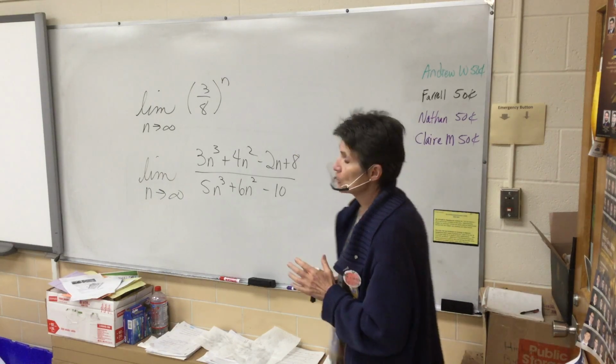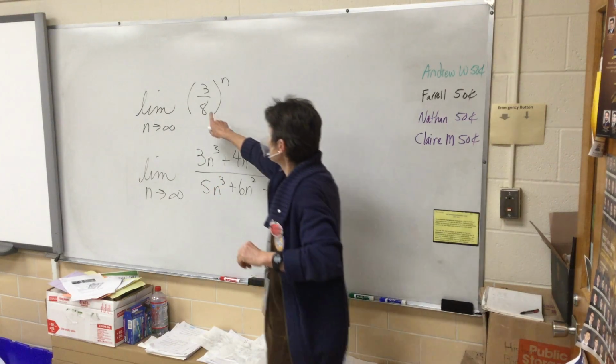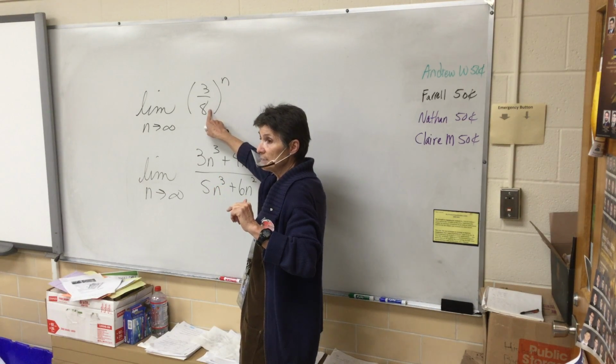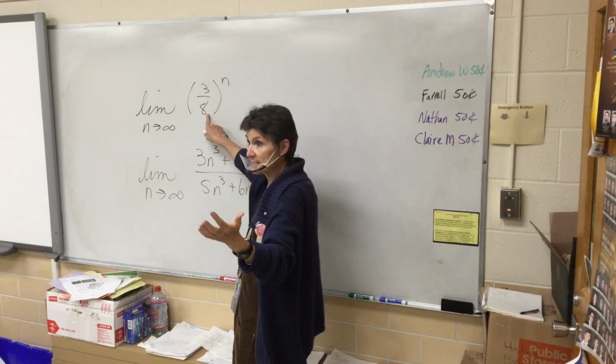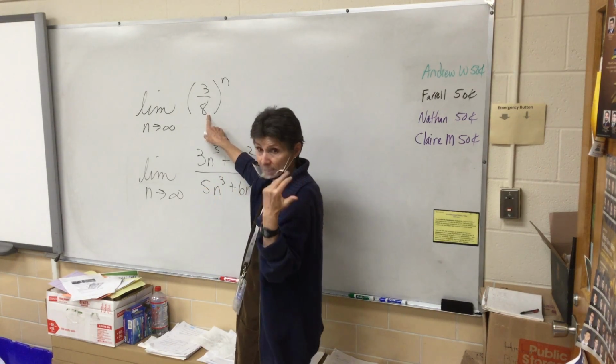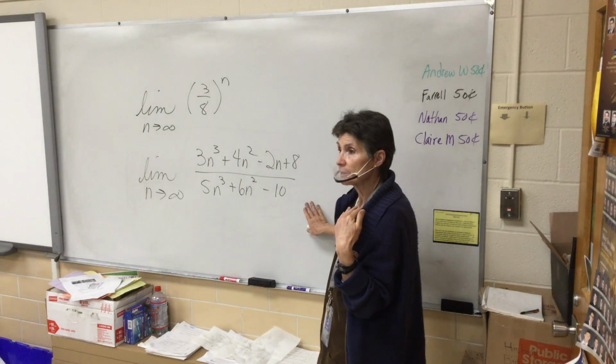All right, what did you get for the first one? Yes, because what's the rule? If it's less than 1, the limit is 0. If it's more than 1, there is no limit. Okay, good. What about this one? No limit.